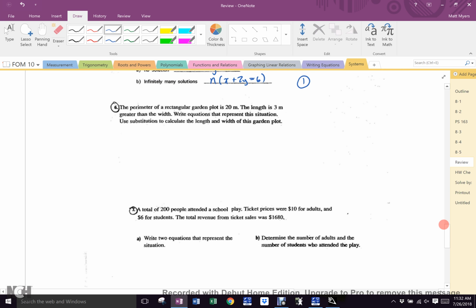Now, a lot of people were asking about this question. What are the 2 things that I am counting? Length and width. Great. What do I know about length and width? The length is. What math symbol means is? Length equals 3 meters greater than the width. Is the length bigger or smaller than the width? Bigger. So the length must equal the width plus how much? 3. What else do I know? I know 2 L's plus 2 W's equals what? 20. Is there 2 equations? Solve it.